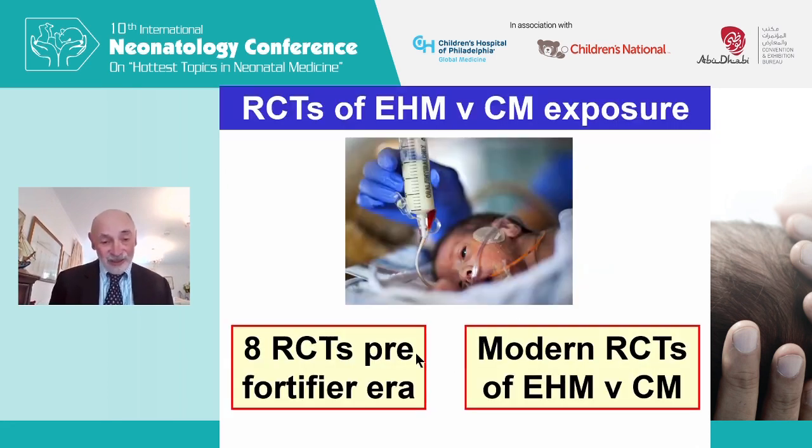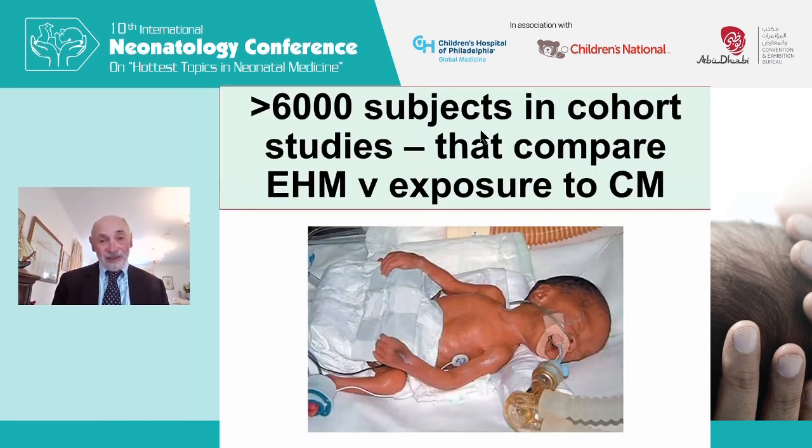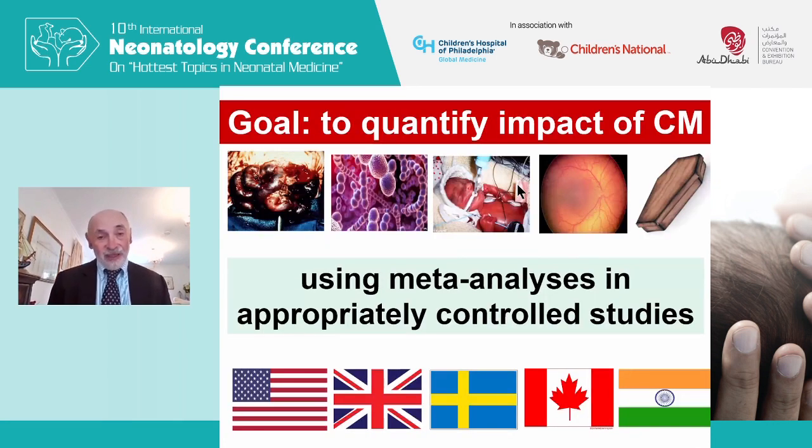And there are actually 8 randomized trials in the pre-fortifier era of that design. And now we have a generation of modern trials where exclusive human milk is achieved with human milk-based products versus cow's milk exposure, and 6,000 subjects in cohort studies that compare the same diets. So my goal in the first part of this lecture is to quantify the impact of cow's milk on these 5 important outcomes using meta-analyses, for those of you who have a statistical bent, using random effects models, which are very conservative, in appropriately controlled studies from all over the world.